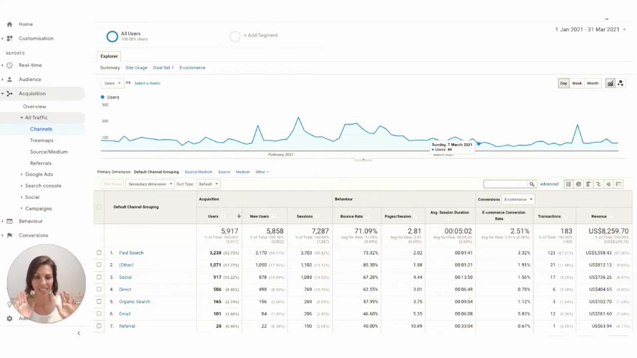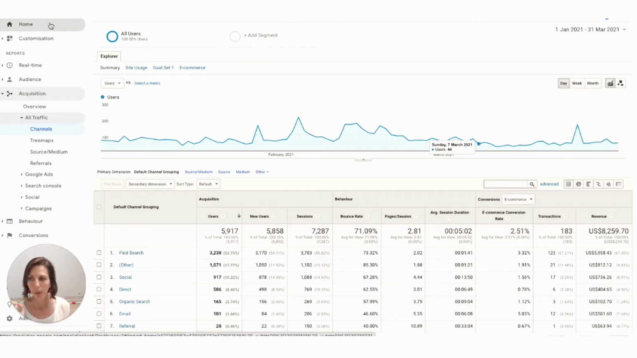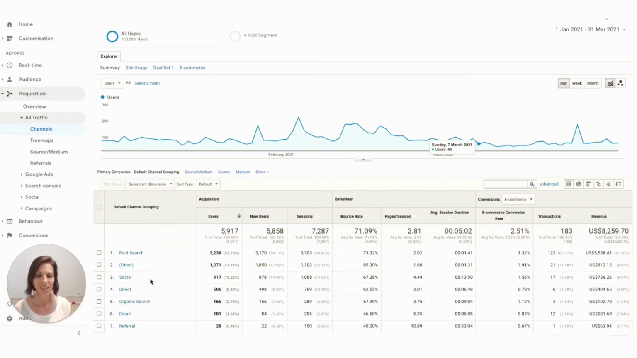All we're looking at is literally one single window here. Literally, that's all it is. By default, it's going to be set on home, but what you want to do is click on acquisition, all traffic channels. That's all it is. Acquisition, all traffic channels. You're going to get a window similar to this. Literally, guys, I don't want you to look at anything else, just this one single window. And here you can select the dates.